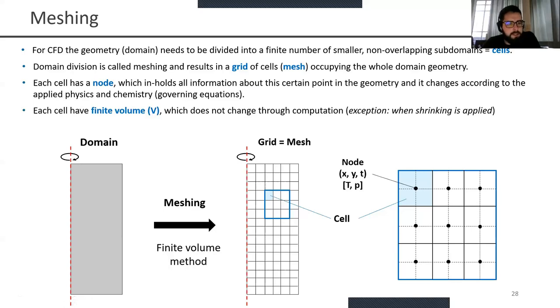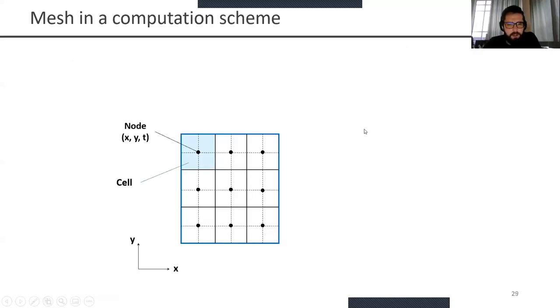It is also important that every cell has a finite volume V, which does not change. It's a kind of constant. If we make a finer mesh, then the volume of each cell is smaller, but still the volume of each cell does not change during the computation. The exception is, of course, shrinking. If we apply shrinking, then definitely the volume of the cells has to change. But usually in the beginning we don't introduce shrinking, because it's quite complex in terms of numerical solution and application.